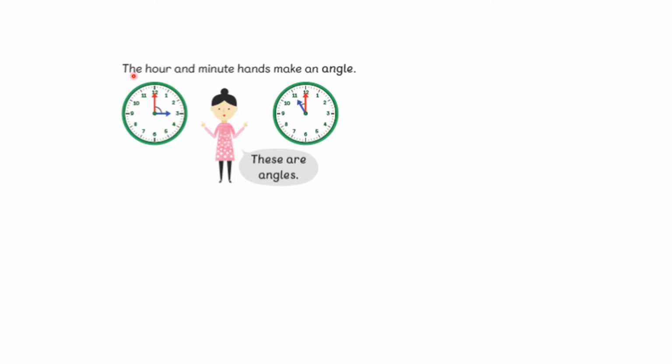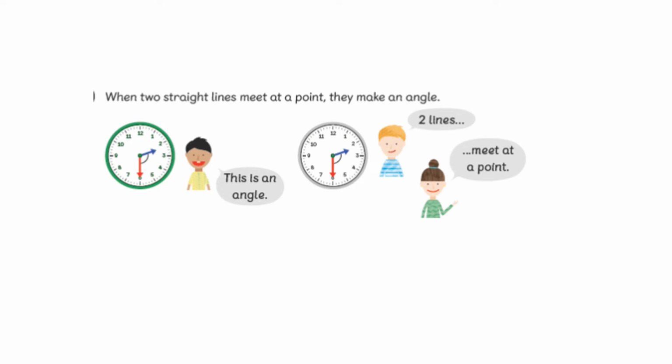We know that the hour and minute hands make an angle. This clock has an angle here that we found. This clock has an angle here that we found. When 2 straight lines meet at a point, they make an angle. This clock is showing an angle here because it's got 2 straight lines that meet at a point.